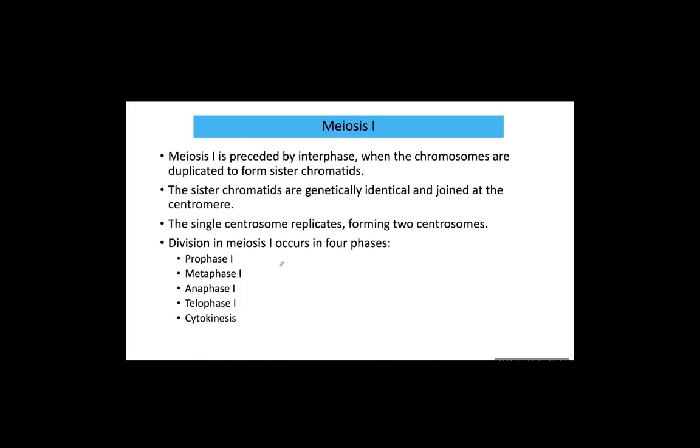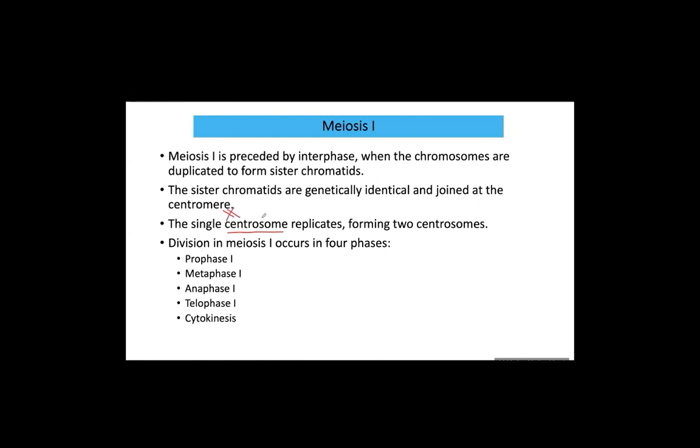Now, we will study meiosis 1 and meiosis 2 in detail. Meiosis 1 is preceded by interphase. You saw that the chromosomes duplicate to form sister chromatids. The sister chromatids are genetically identical and joined at the centromere. The single centrosome replicates. Centrosome and centromere are different, right?